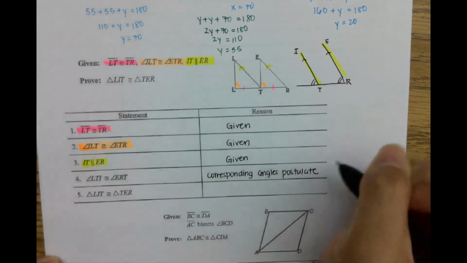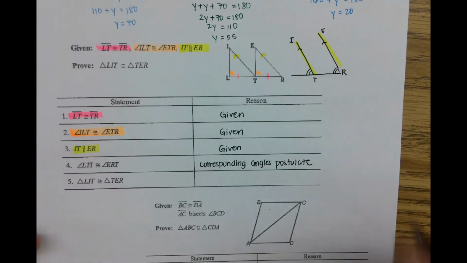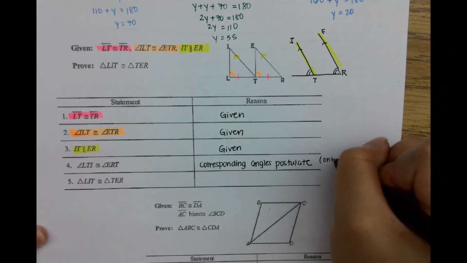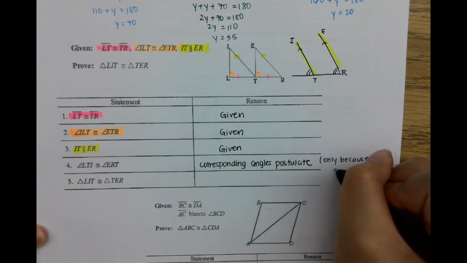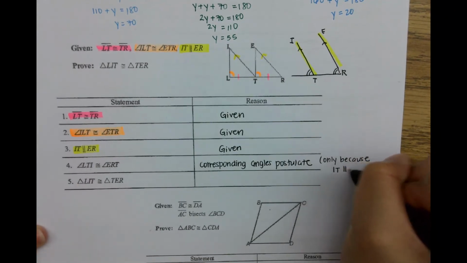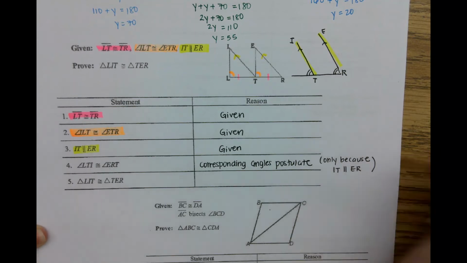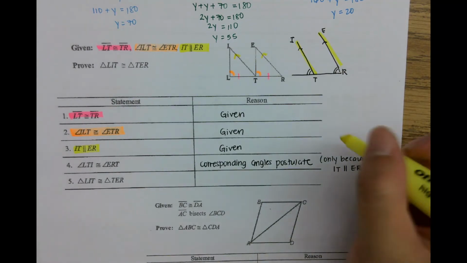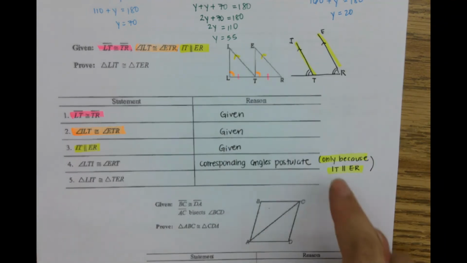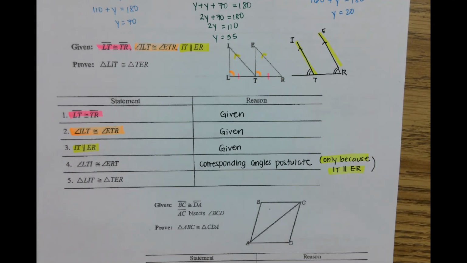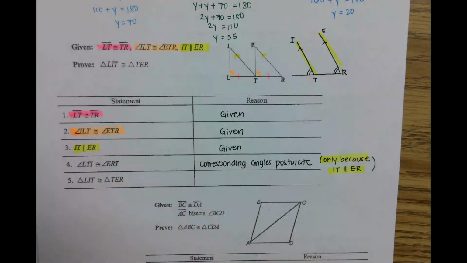Okay. It is important to know this is only because you can only use this when you have parallel lines. This is only because of that information that was given where IT is parallel to ER. Okay, so note that the corresponding angles postulate only works with parallel lines. So it's because of that that I could use it.